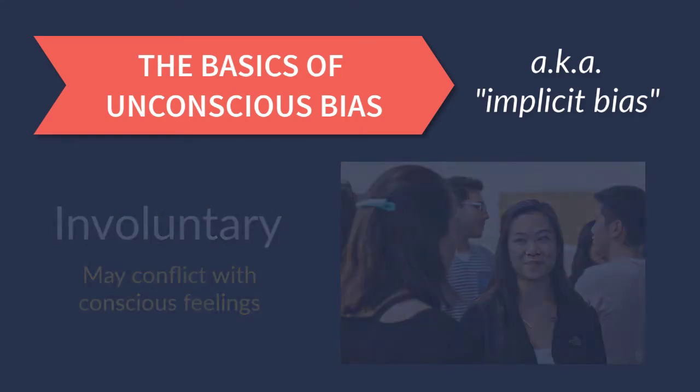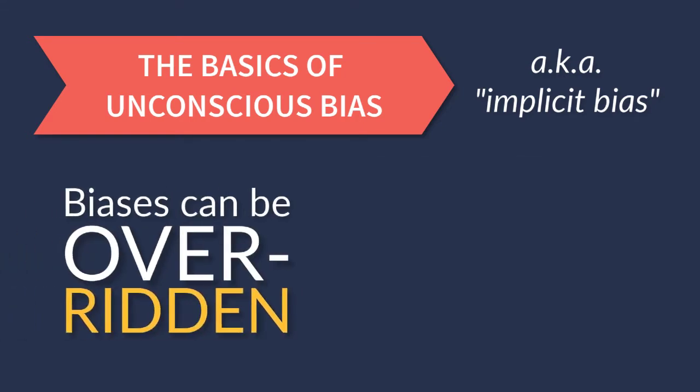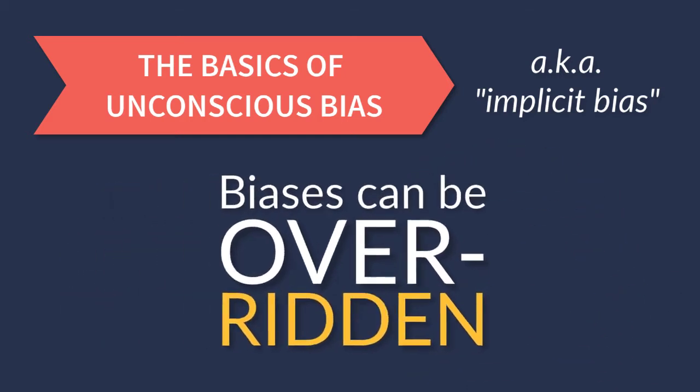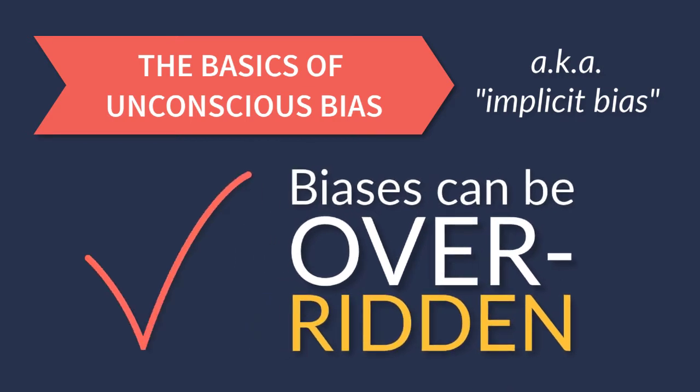The good news, bad news is that biases can be overridden, but not overwritten. In other words, our biases are deeply ingrained neural pathways that cannot be erased. However, through ongoing effort, we can learn to override and not act upon our biases, and eventually they get weaker, but they're still there. So that's the big overview. Now let's delve in a little deeper.